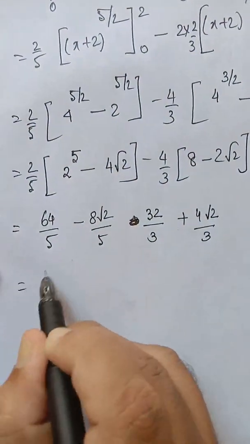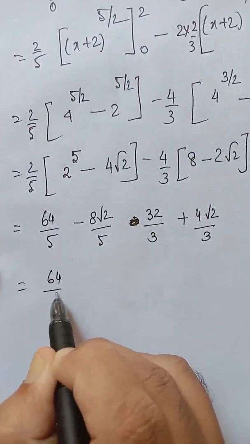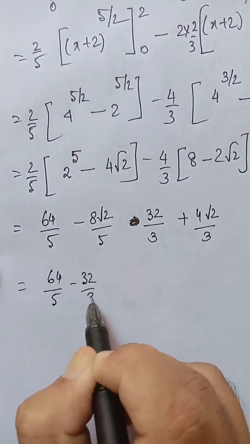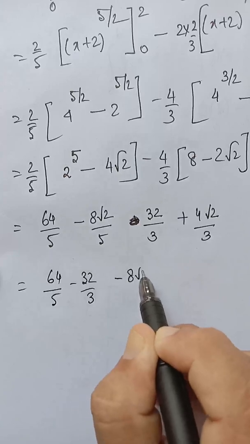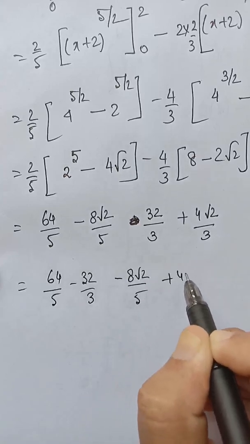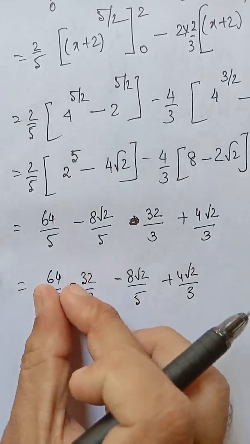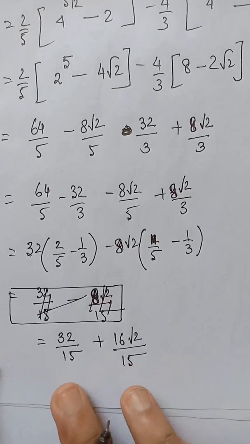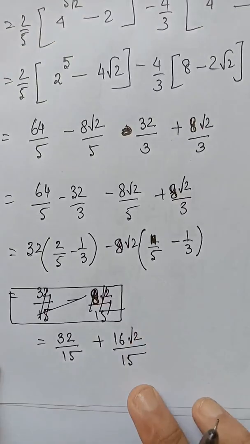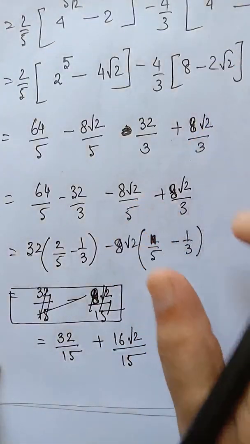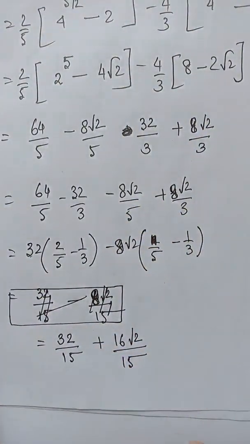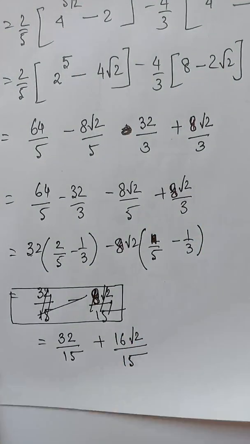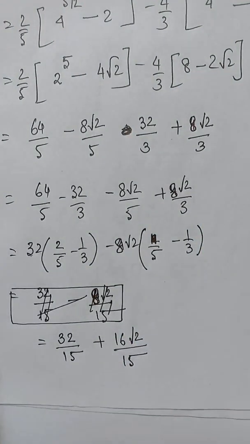And now combining these two, 64 by 5 minus 32 by 3 minus 8 root 2 by 5 plus 4 root 2 by 3. Now again we have to combine these two and these two. After simplification, committing mistakes and rectifying, I got the answer as 32 by 15 plus 16 root 2 by 15. You have to simplify carefully. You may commit mistakes like me, so be careful while doing calculation.